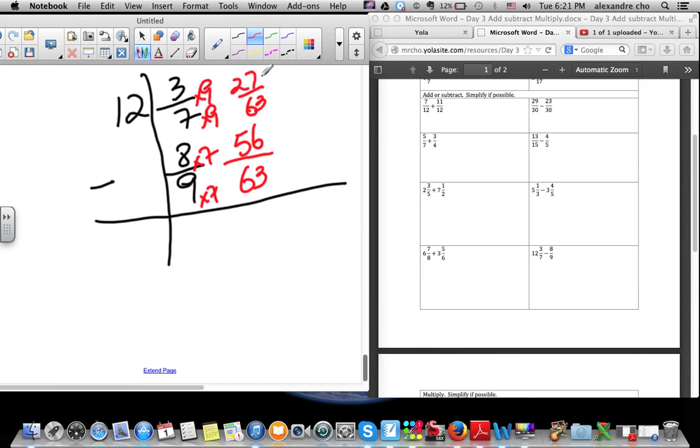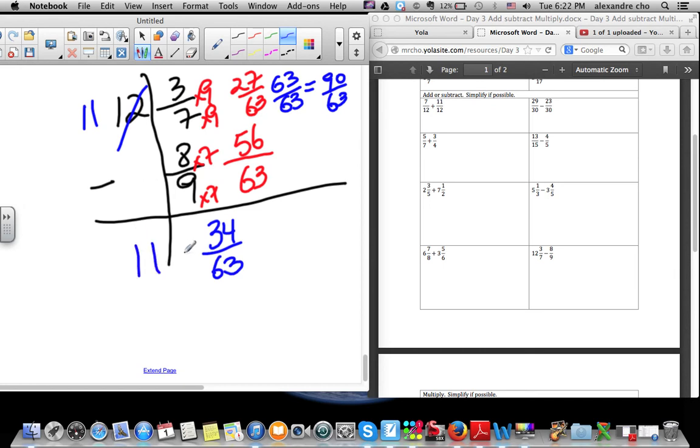So we're going to subtract, but we can't because 27 minus 56 is not going to work for us. You need a little borrowing here, so let's borrow. 12 becomes 11, and we're going to throw a whole unit there in the form of a fraction, and we're going to throw in 63 over 63, which is going to give us our new fraction of 90 over 63. Now we're ready to subtract. So 90 minus 56, I don't know, it's 34. 63 stays the same. And 11 minus nothing over here is just 11. Can we simplify this any? No, we can't. So final answer, 11 and 34 over 63.